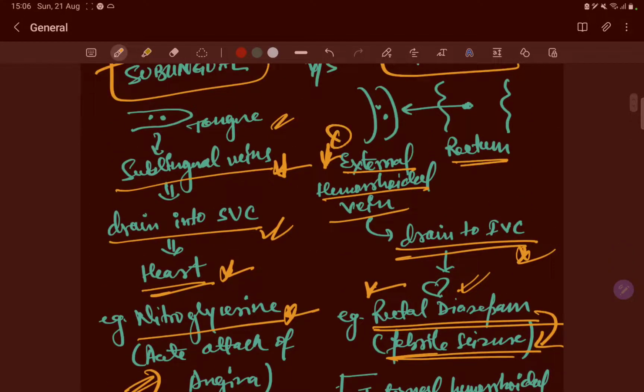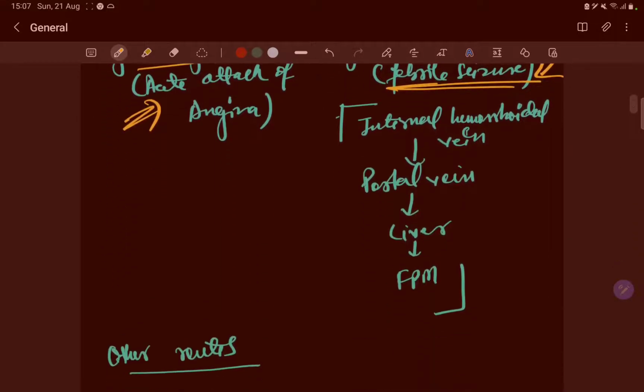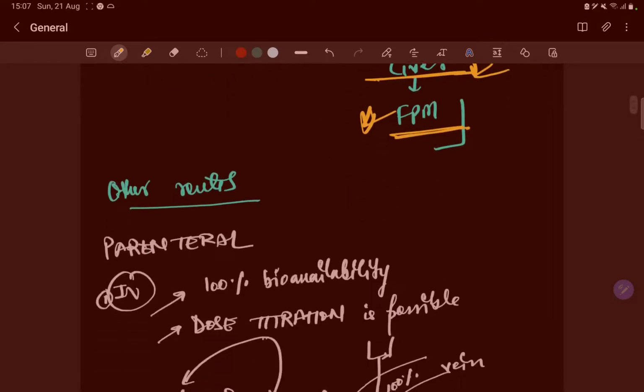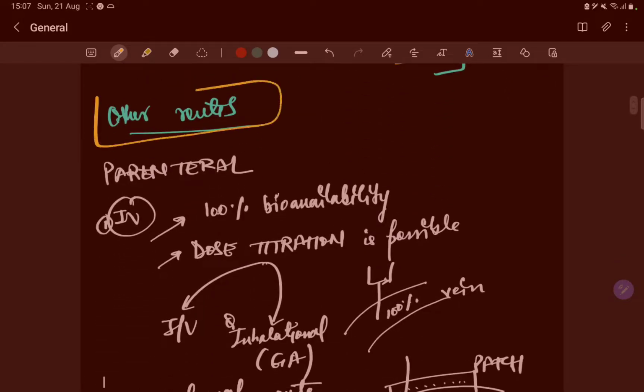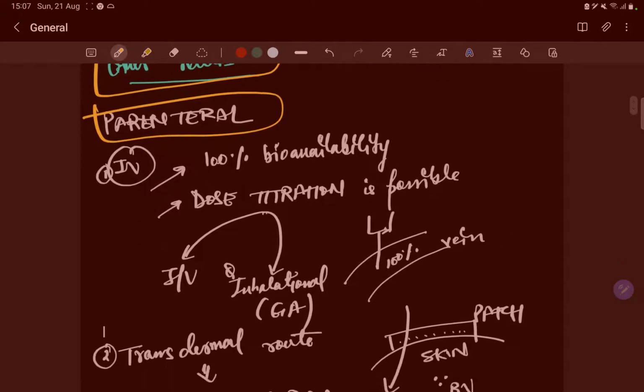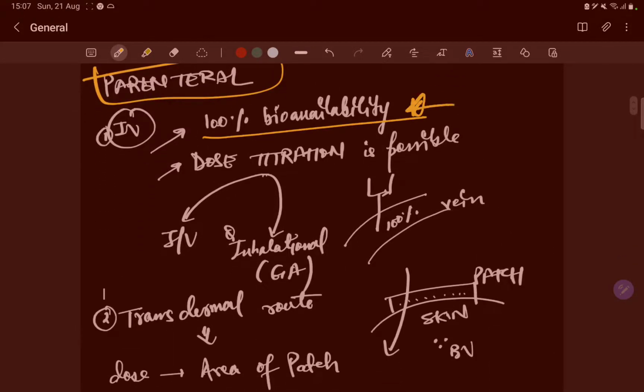Now this is the external hemorrhoidal vein जो drain करता है IVC में, but the internal hemorrhoidal vein will be draining into the portal vein and it goes to the liver, and the first pass metabolism will be there. So it is an important question. Other routes is important. Other routes में क्या आ जाएगा आपका, parenteral में IV आ जाएगा. It is 100% bioavailability, ये हम लोग मानते हैं.